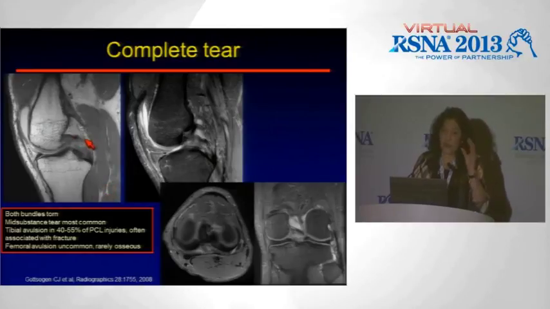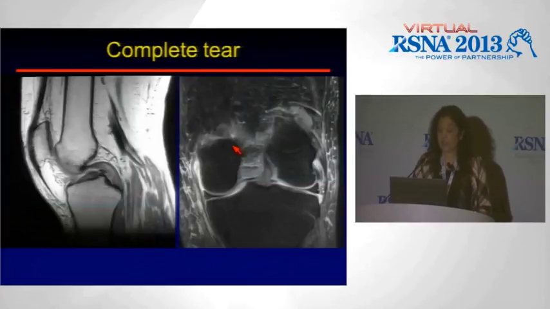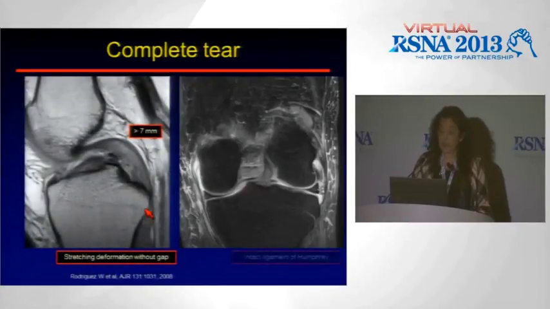Now, don't confuse the little bit of gray signal that you get at the mid-substance from magic angle artifact for a tear. That is a small zone of signal, and it disappears on your T2 weighted images. Here's just another example of a patient who has a tear. Notice that this patient has some posterior shift of the tibia relative to the femur, and yet we still see some fibers that are in continuity.